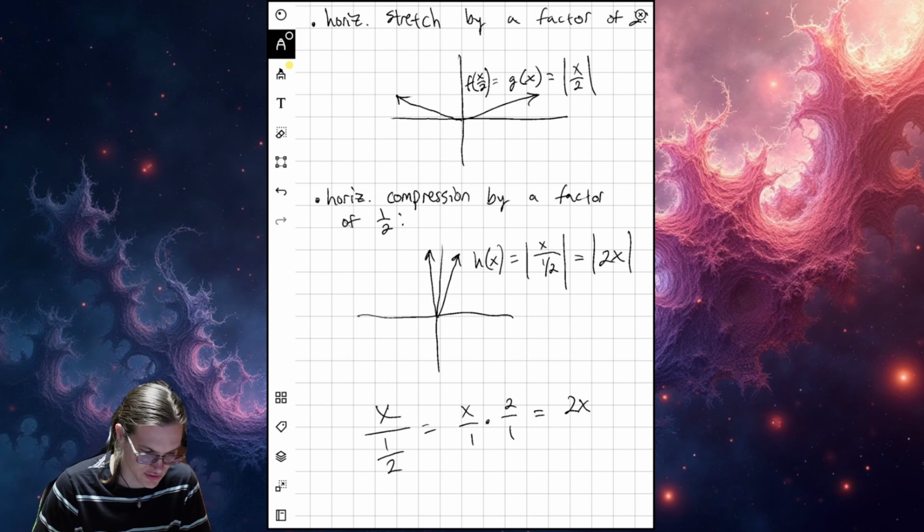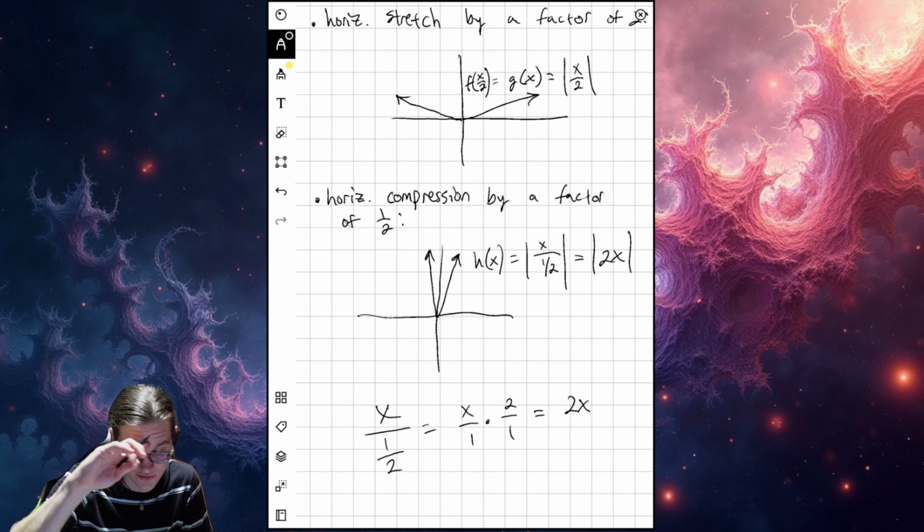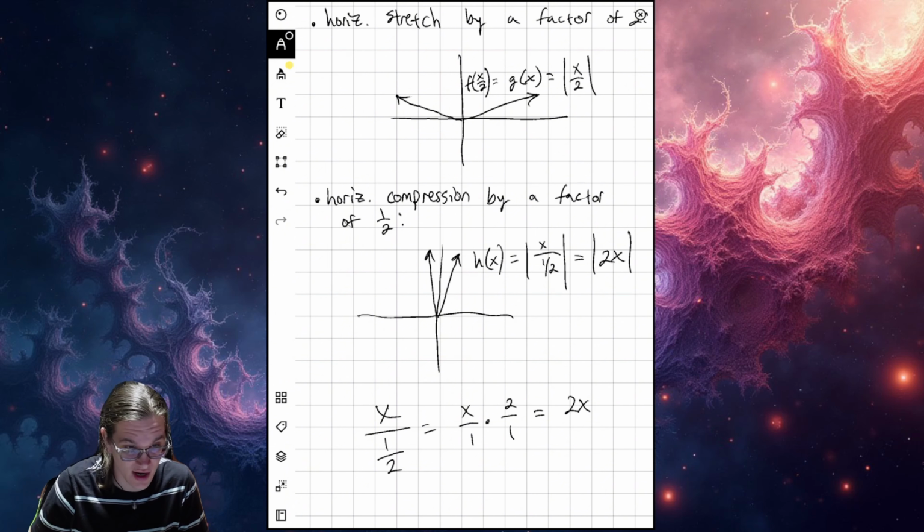So to stretch something horizontally by a factor of 2 means to replace the x with x over 2. To stretch something vertically by a factor of 2 means you're just multiplying the function by 2. So the pattern you've seen is when you do something in the y, like a vertical shift, you just add 2 to the outside of the function.